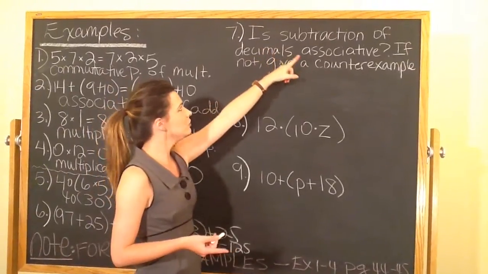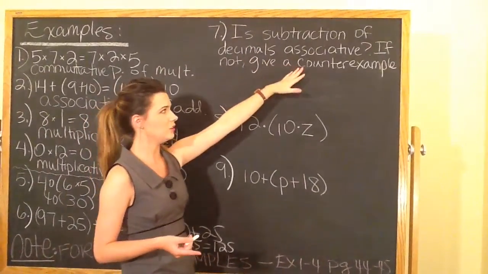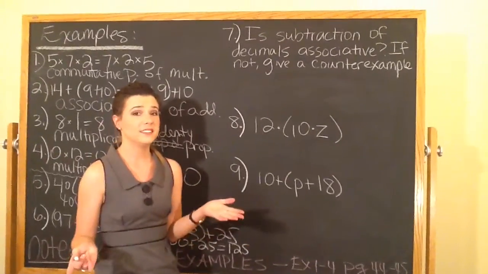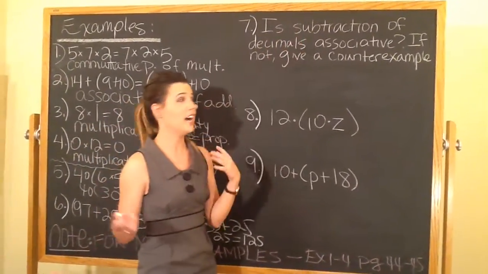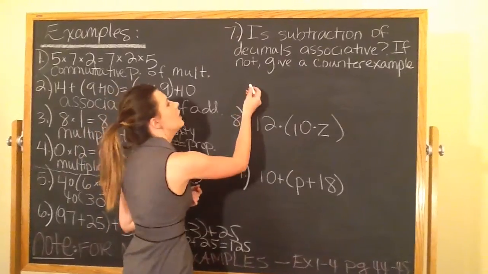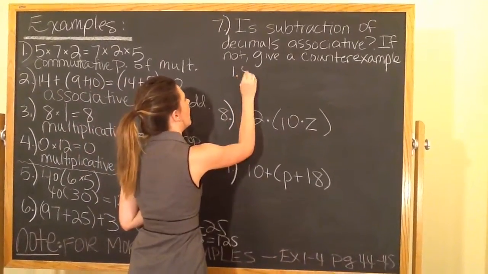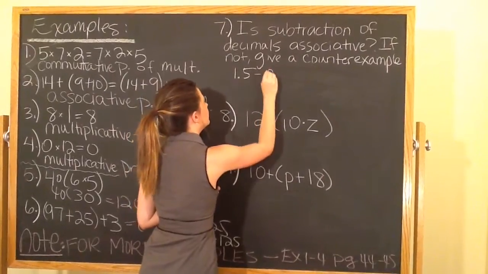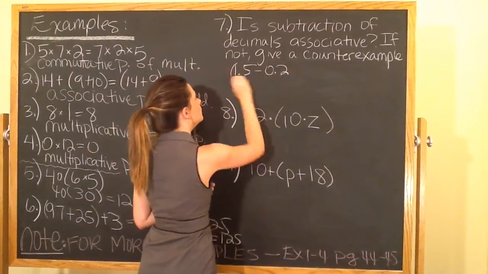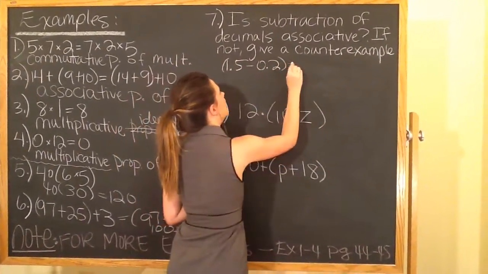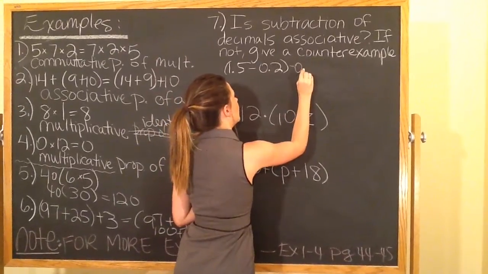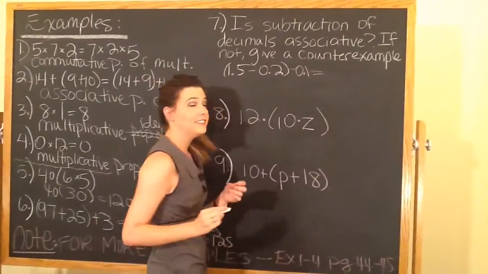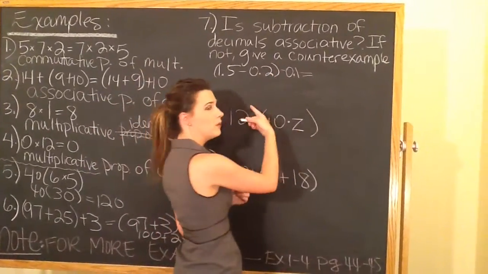Let's look at the problem. It says, is subtraction of decimals associative? If not, give a counterexample. So first we've got to see, is that right? Let's try an example. Let's try 1.5, so that's a decimal, minus 0.2, minus 0.1. Let's see if that is the same if we change the parentheses.